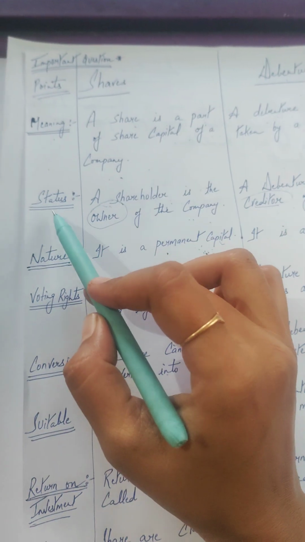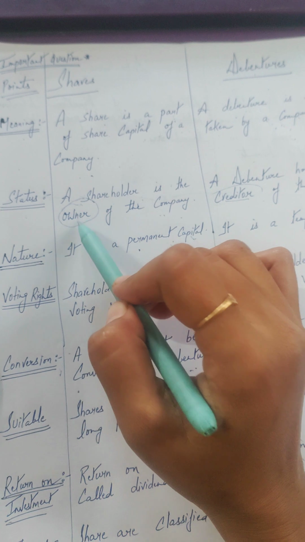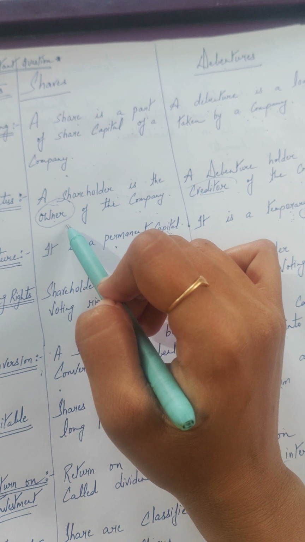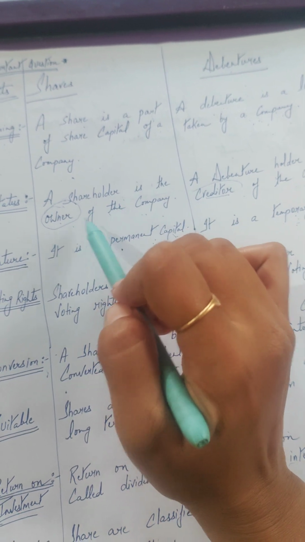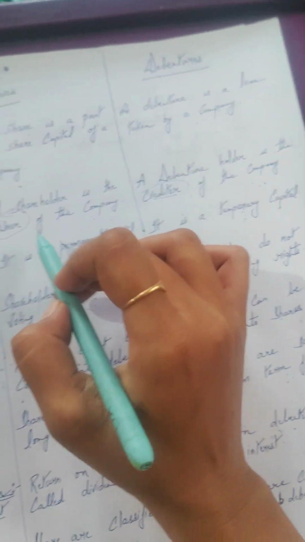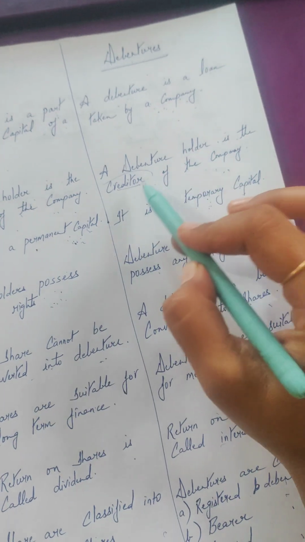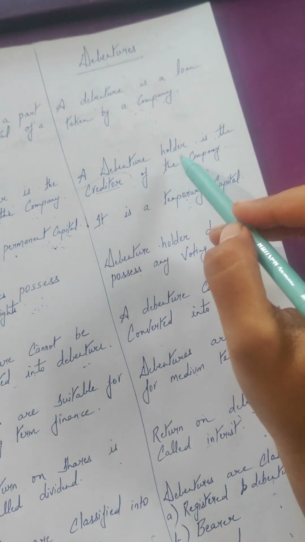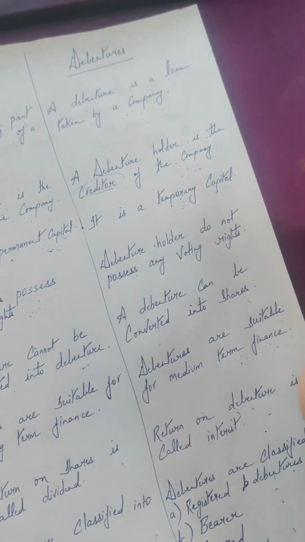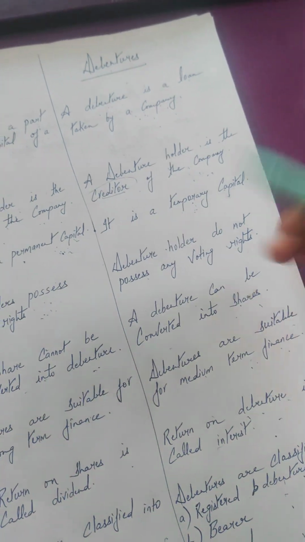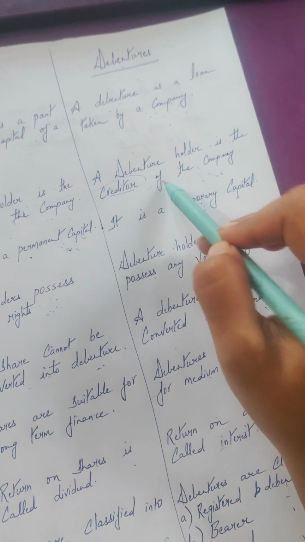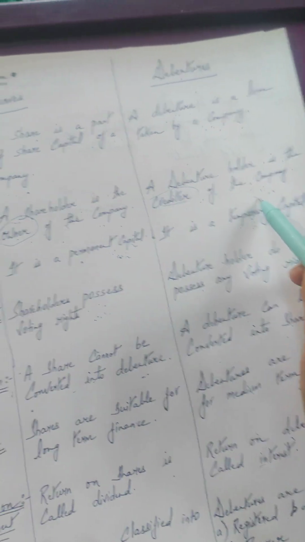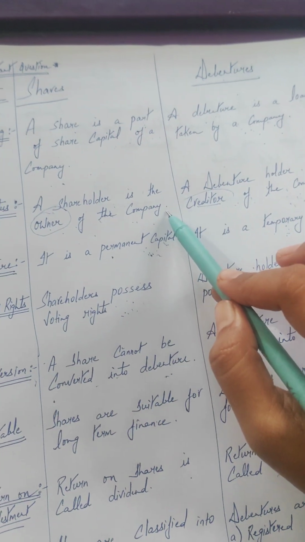We will look at the next point, that is the status. A shareholder is the owner of the company. That is the reason share capital is the own capital. A debenture holder is the creditor of the company. Debenture is in the form of a loan, the loan capital or borrowed capital that we are taking. So the debenture holder is the creditor of the company, that is the reason we call it a creditor. And the shareholder is the owner of the company.